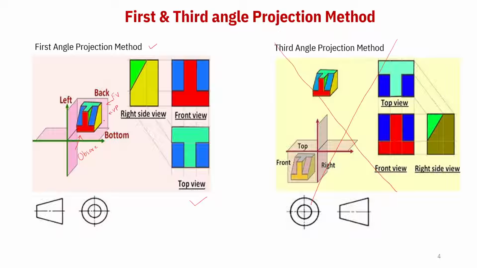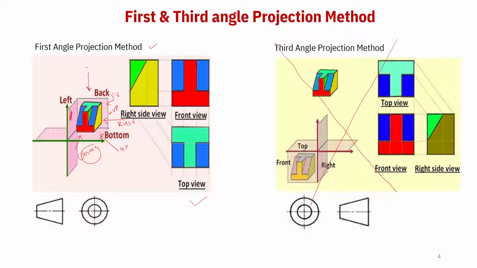Then as far as the observer is concerned, this will be the right hand side for the observer, correct? So the right hand side will be projected on this particular plane. And as far as the observer position is concerned, in this direction the observer will be looking, so the projection will be obtained on this horizontal plane, right?